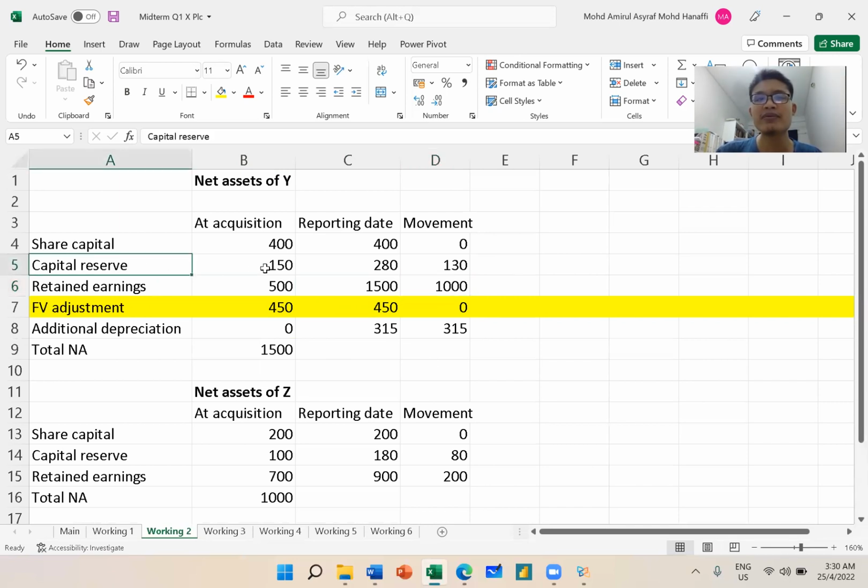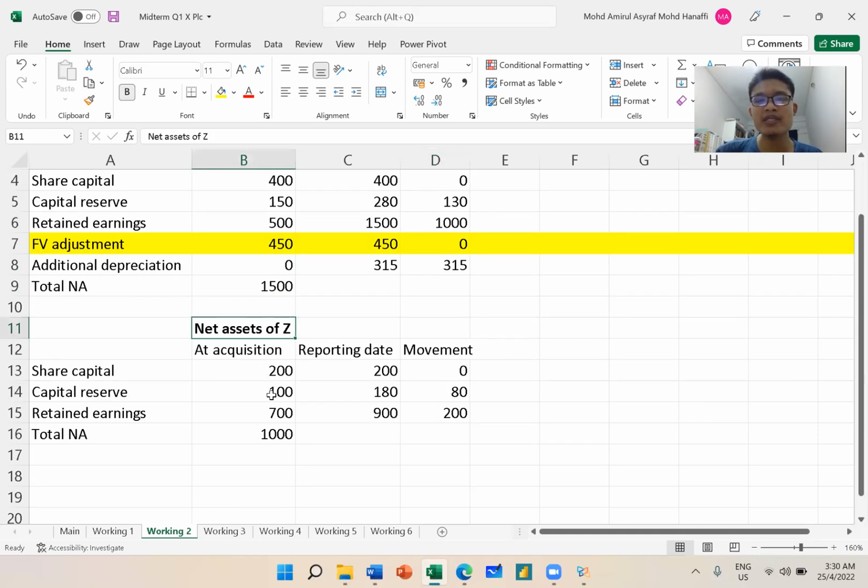If you read the question, at acquisition, this is the capital reserve. At reporting date, this is the latest capital reserve. So there is an increase of 130. This is for Y. You have two subsidiaries, remember, Y and Z. So for Y, the capital reserve increases by 130. For Z, the capital reserve increases by 80. And that's all.